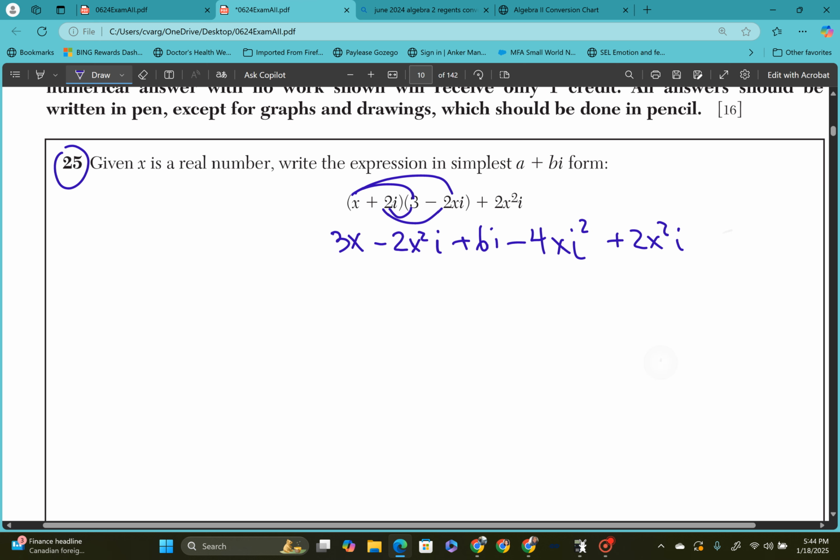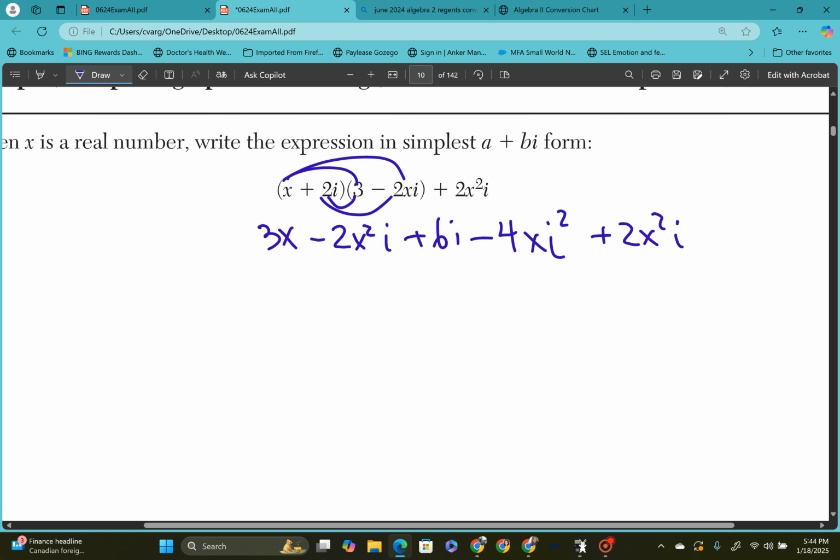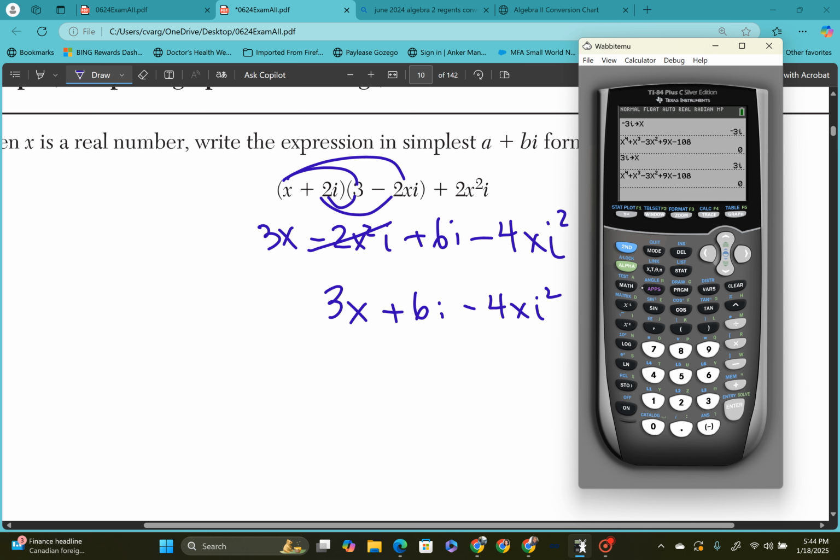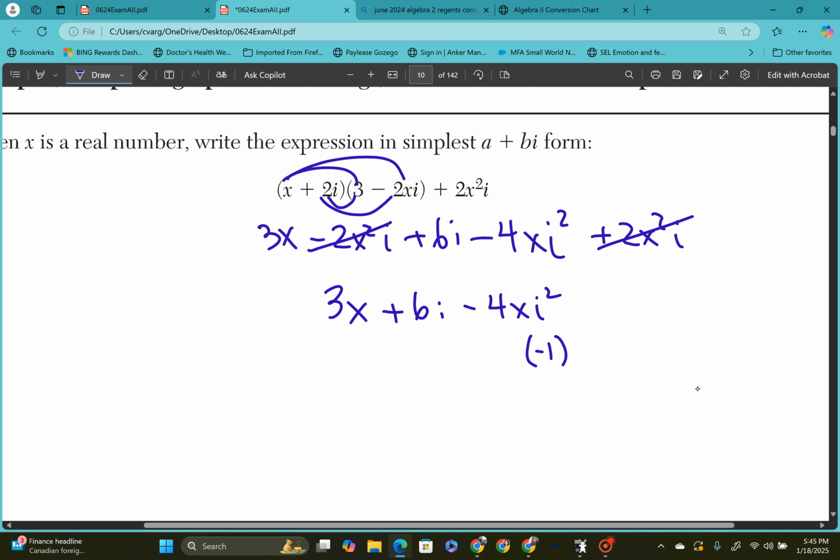All right, so do we have any other x squared i's? Yes, we do. So this 2x squared i and this 2x squared i cancel each other out. So we're left with 3x plus 6i minus 4xi squared. Okay. So we know right now that i squared, if you plug that into our calculator, is the same thing as negative 1. So instead of my i squared here, I can type in negative 1.